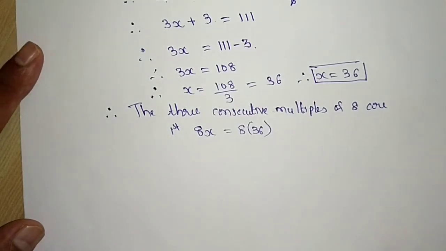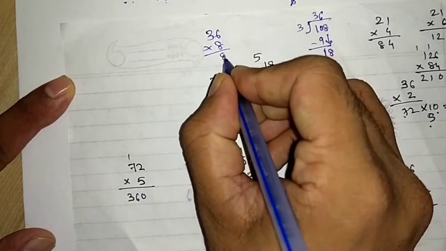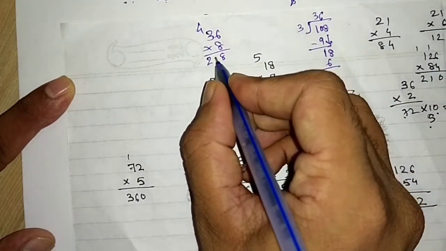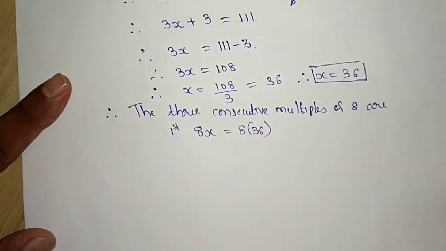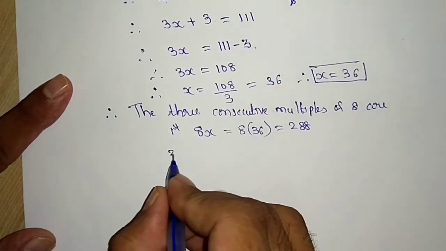And what is 8 times 36? 8 sixes are 48, 8 threes are 24, and 4 more, so 288 is equal to 288.